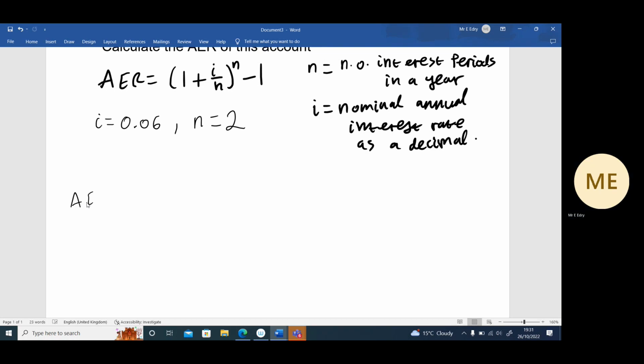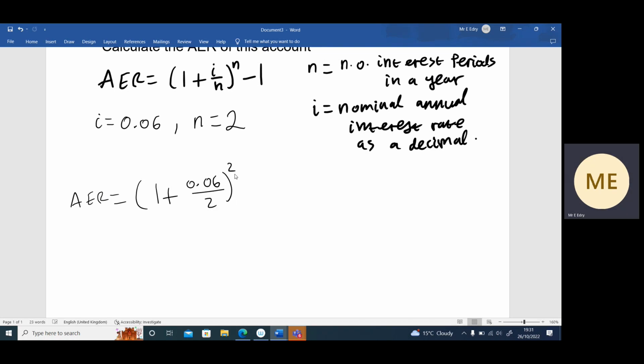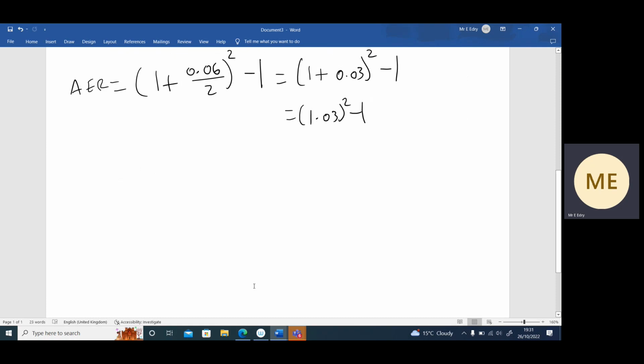So AER equals (1 + 0.06/2) to the power of 2, and then I take away 1. Working inside the brackets first, remember BIDMAS, gives me 1 plus 0.06 over 2, which is 0.03, which we can then square and subtract 1. Which gives us in the brackets 1.03 squared, and then we subtract 1. So we need to work out 1.03 squared, which is just 1.03 multiplied by 1.03.